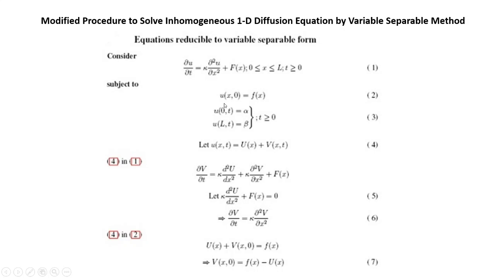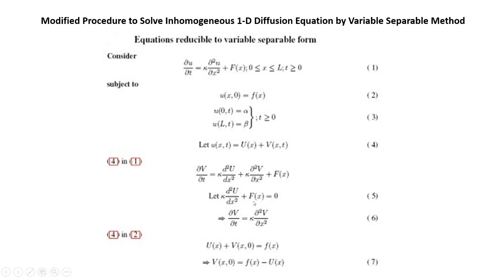So let us substitute equation 4 into the initial condition, so that u of x comma 0 will now look like capital U of x plus capital V of x comma 0, because small u is capital U plus capital V. Wherever there is t, putting t equal to 0 will give you f of x. So easily you can solve for V at x comma 0, which will give you f of x minus U of x.